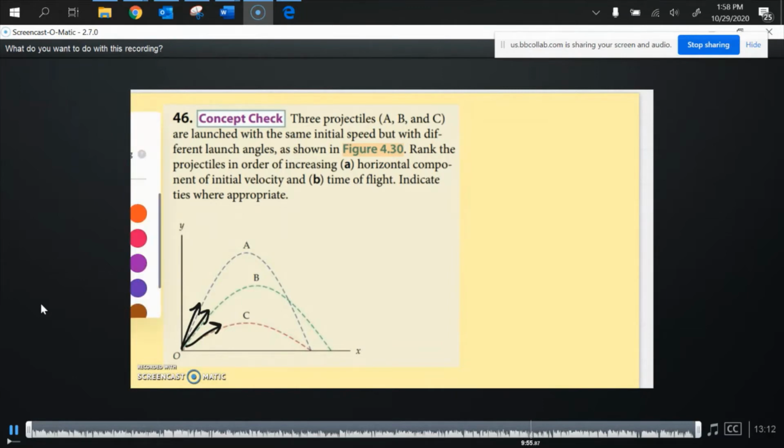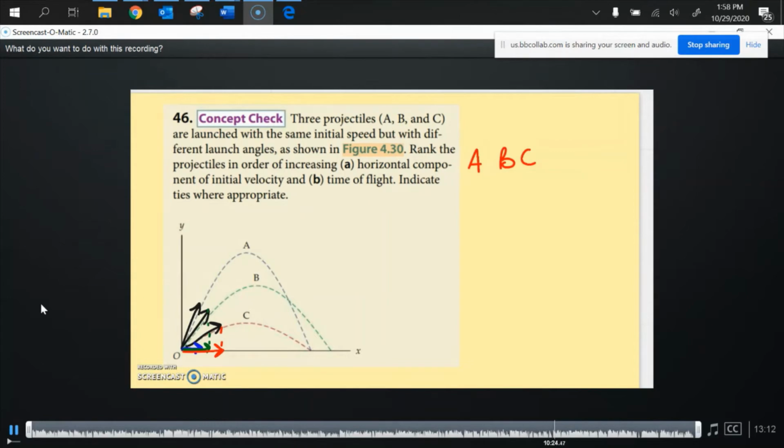A's x component is not very big. B's x component is bigger. I'm drawing to right underneath the tip of the arrow, and C's is the biggest of all. So it's all the way to there. So if I were to rank them in terms of horizontal component of initial velocity, I'd rank them increasing, so I'd say it was ABC.